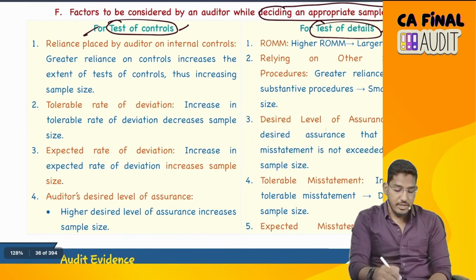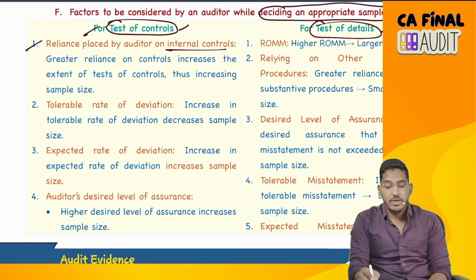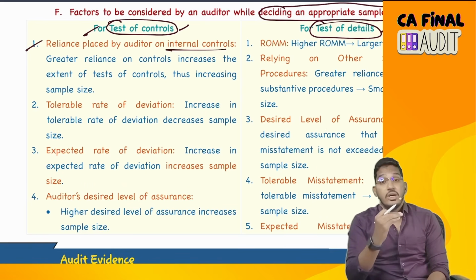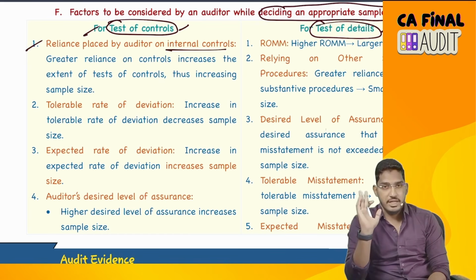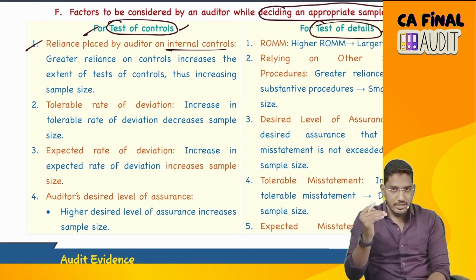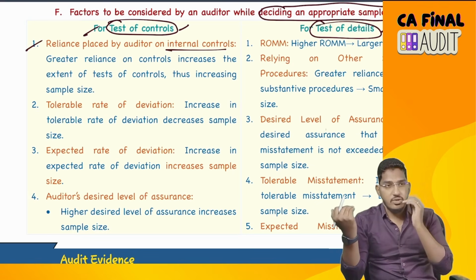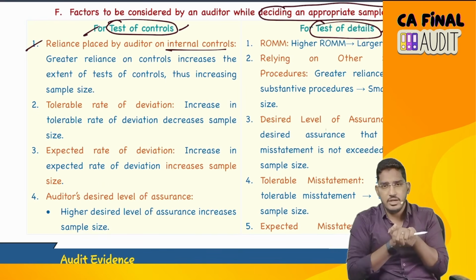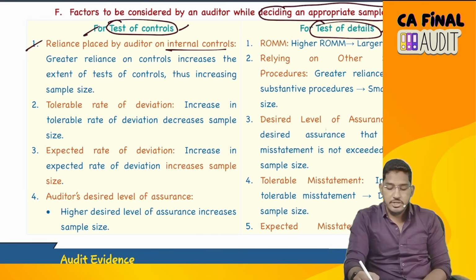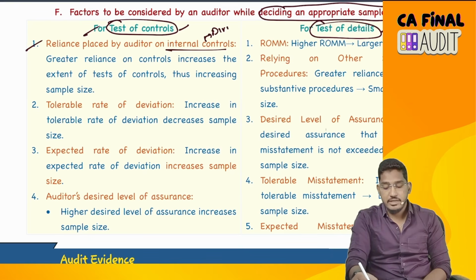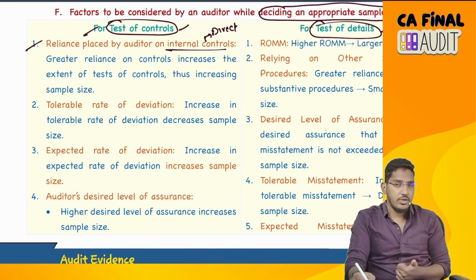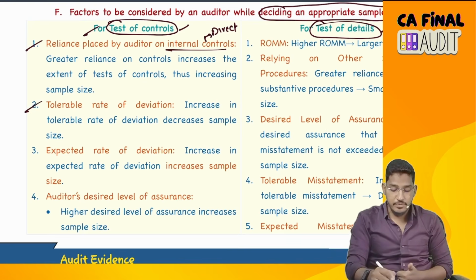So in case of test of controls, the first factor is reliance placed by the auditor on internal controls. If the auditor wants to rely more on internal controls, he will take a larger sample size. If he wants to rely less on internal controls, he will take a smaller sample size. Why? Because if the auditor has decided to rely more on internal controls, he will verify more internal controls. So what kind of relationship is there here? Direct relationship. Higher the reliance placed by the auditor on internal controls, more will be the verification.